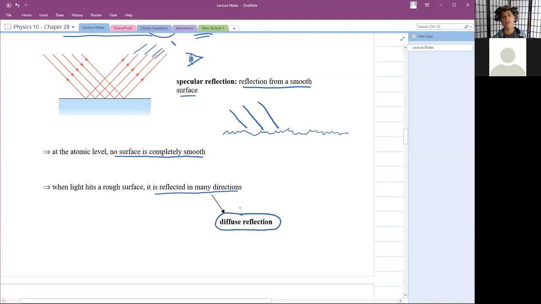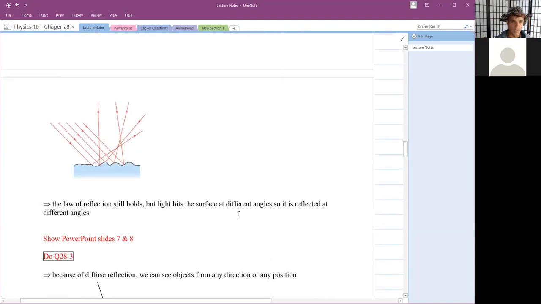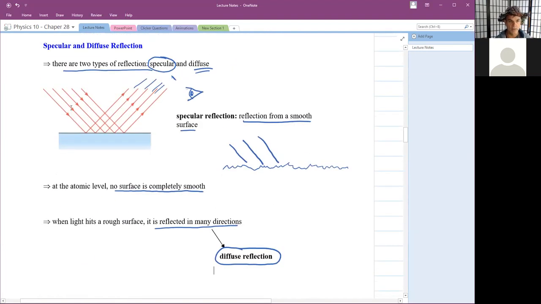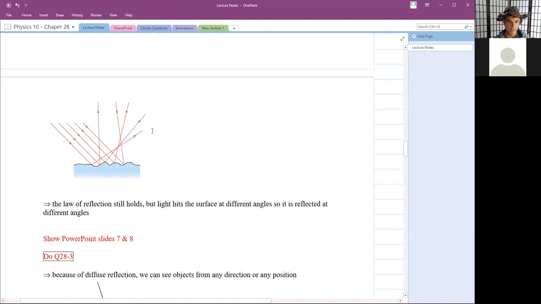And this is actually a really good thing. Most of the things that we see every single day are because of what's called diffuse reflection. So for example, here's the same light that was coming in. It was hitting a smooth surface, and all of that light was getting reflected in the same direction. But if the surface is not smooth, then I still have the law of reflection holding, but it's going to reflect at different angles because it hits at different angles.